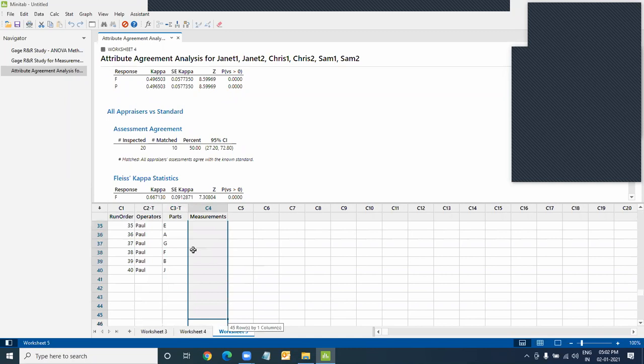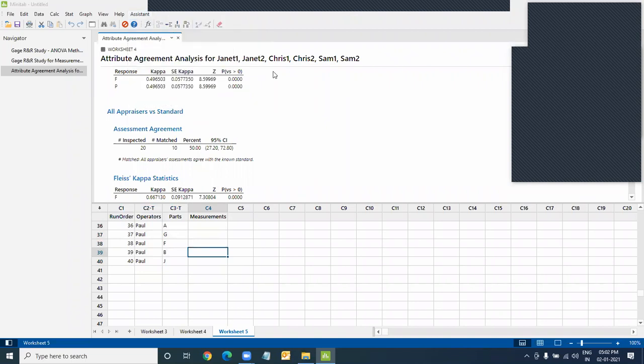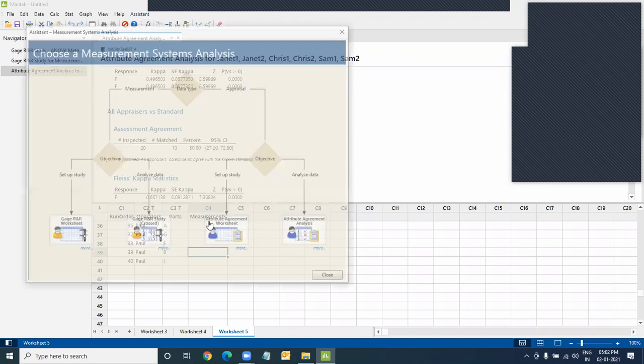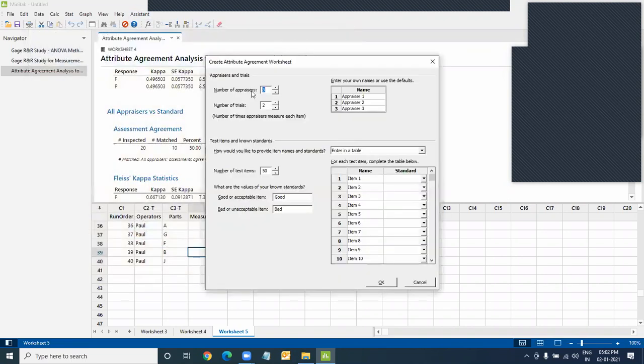That's for gauge R&R. Having said that, if you're talking about attribute agreement analysis, you can go to measurement system analysis, attribute agreement worksheet. You want to create that, click on this. Say you have two operators, two times they will try. I have names again, say John and Peter, and say I've got 10 items that I want to check.